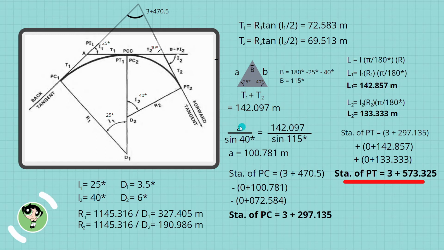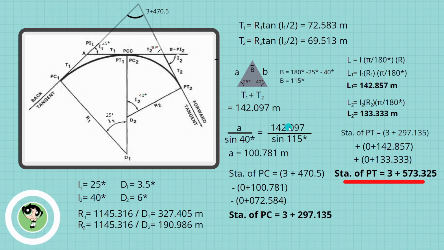First, we are looking for A. The angle opposite A is 40 degrees. So, we will write sine 40 degrees here. A over sine 40 degrees is equal to T1 plus T2, which is 142.097 meters, over the sine of its opposite angle, which is beta, sine 115 degrees.